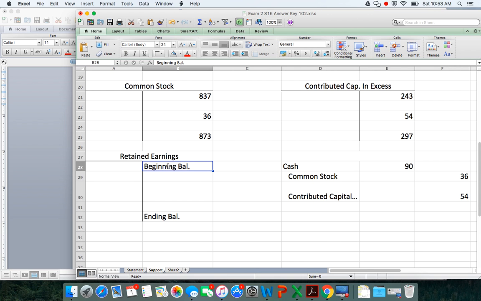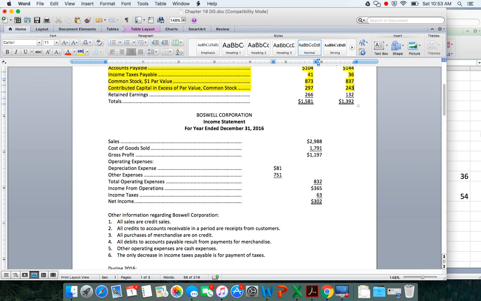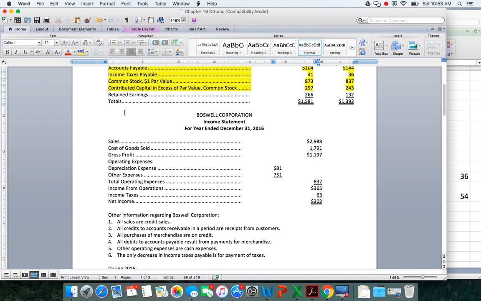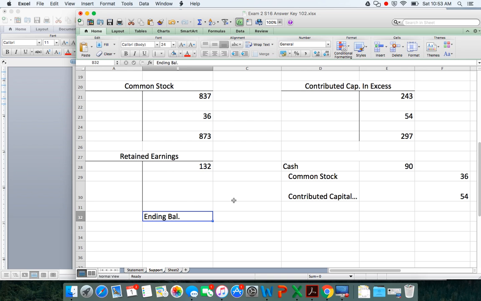All right, so retained earnings began with 132. Okay, so I can put that 132 in there. It ended with 266. I can put that 266 in there. If I think back to retained earnings, there has only been one reason that we have credited retained earnings with everything that we have done.